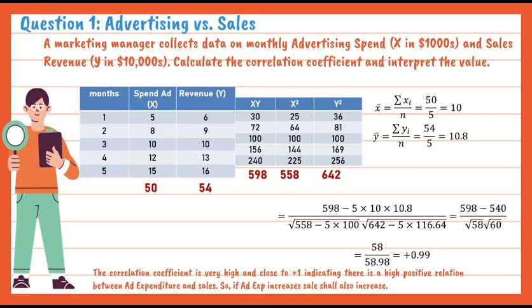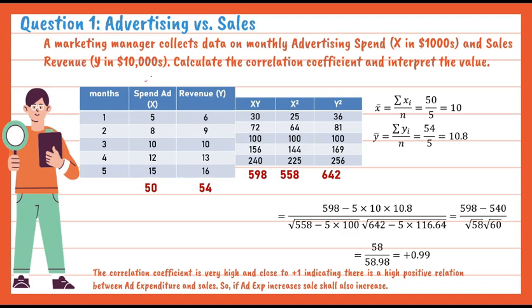Now let us look at the computation of the correlation coefficient, with a simple example. Let us see how we manually compute, and then we will also see how this correlation is done with the help of the formula. A marketing manager collects data on monthly advertising spend X in $1,000 and sales revenue Y in $10,000. Calculate the correlation coefficient and interpret the value.